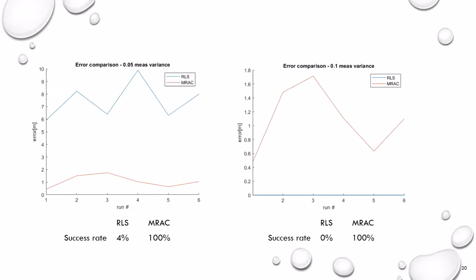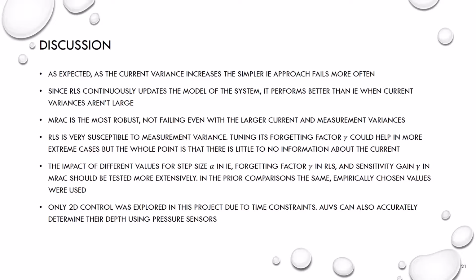error values all throughout. From the previous results, we can see that as the current variance increases, the simpler IE approach fails very often, which is not a surprise because once again, IE only updates the current estimate when the true AUV reaches a detection range, so it is very susceptible to not reaching the range when there are large disturbances or when the trajectories are very long. Since RLS continuously updates the model of the system, it performs better than IE, it's more robust, and when variances are large, it has very, very good error results.